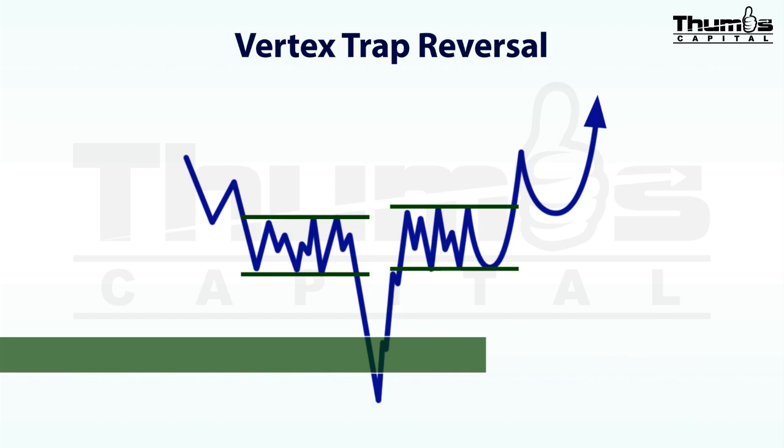There are two entry models for this reversal pattern. The first one is the aggressive entry, which will be at the lower boundary of the range, whereas a more conservative entry will be at the bullish breakout and retest of the second range.